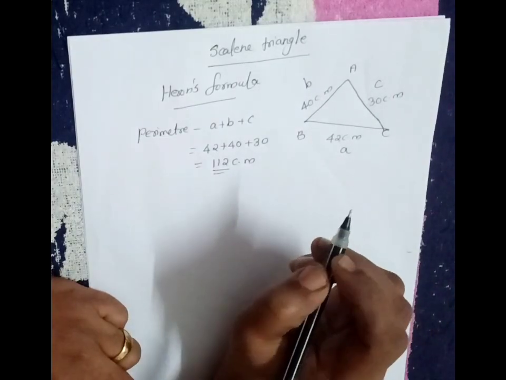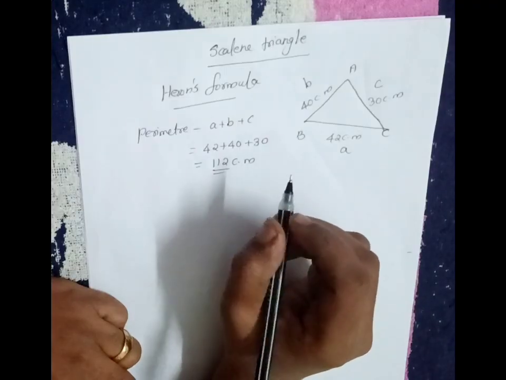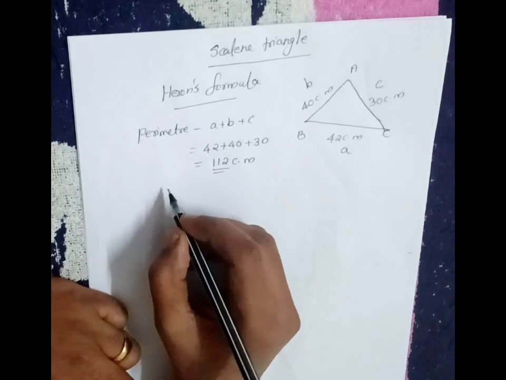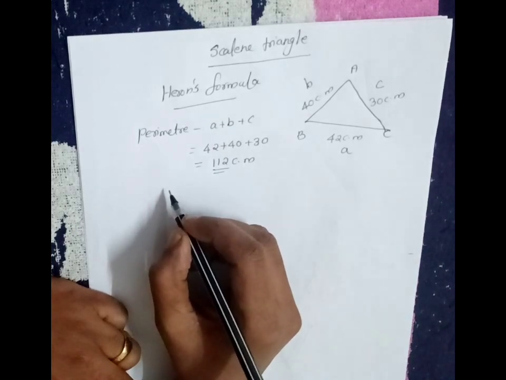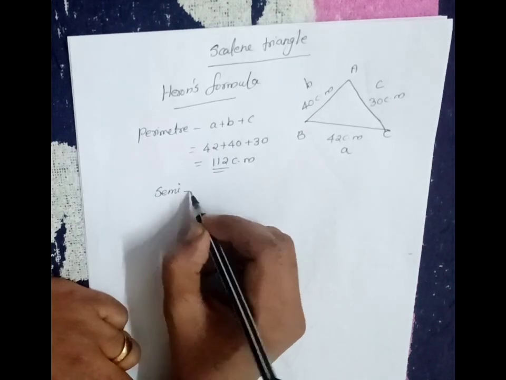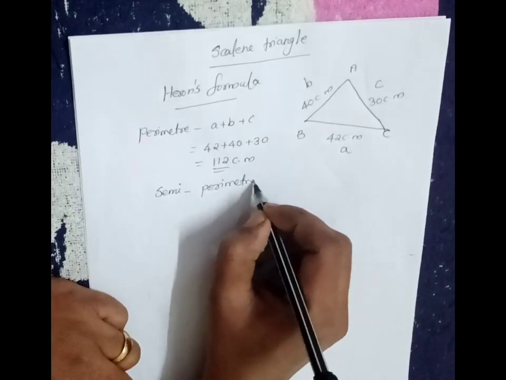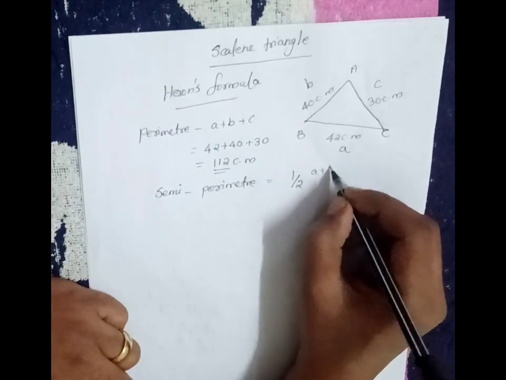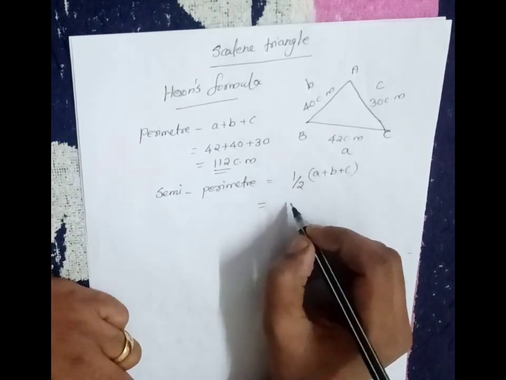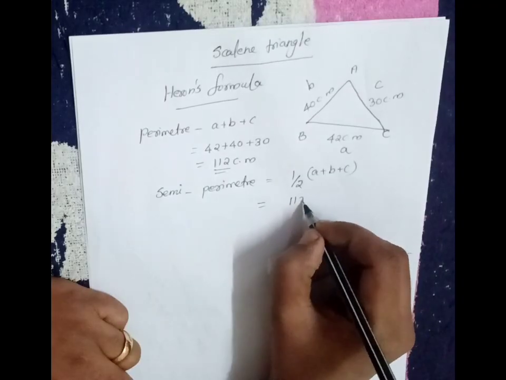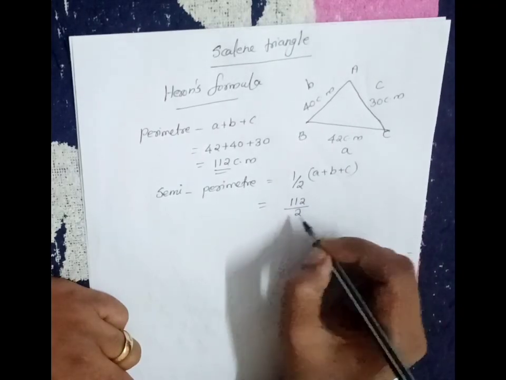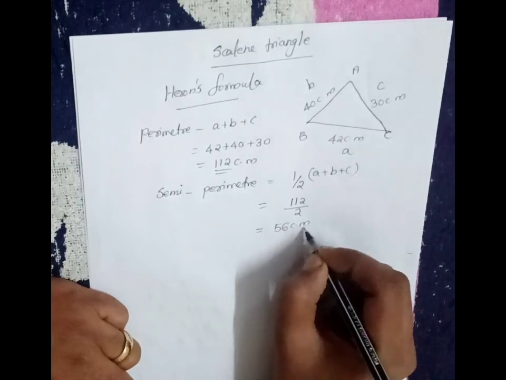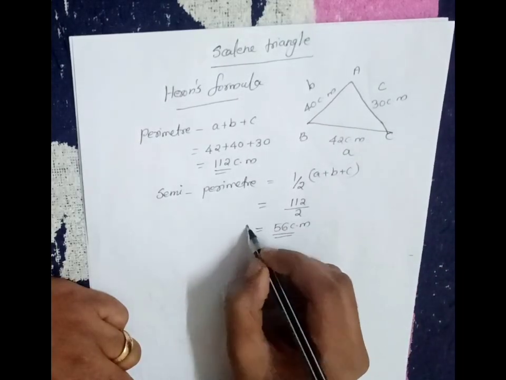Next we find the semi-perimeter. In Heron's formula, we use half of the perimeter. Therefore, the semi-perimeter is equal to half of a plus b plus c. What is the value of a plus b plus c? That is 112. Therefore, 112 divided by 2 is equal to 56 centimeters. The semi-perimeter is denoted by S.